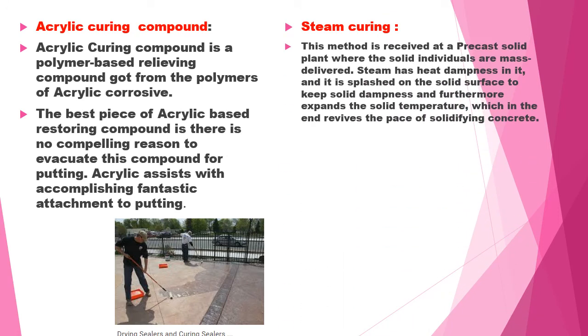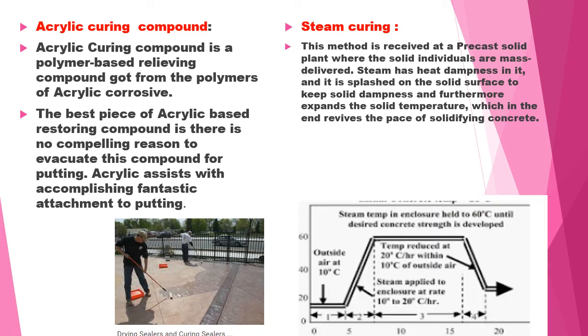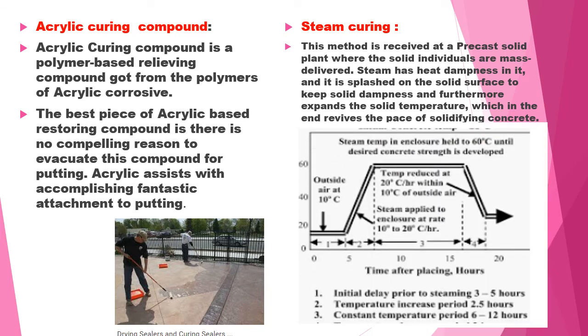Steam curing. This method is adopted at a precast concrete plant where the concrete members are mass produced. Steam has heat and moisture in it and it is sprayed on the concrete surface to keep the concrete moist and also increases the concrete temperature, which eventually cures the hardening concrete. See how the steam curing has been done. The image shows the outside air at 10 degrees centigrade.